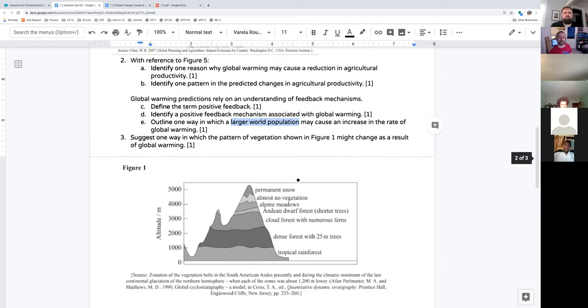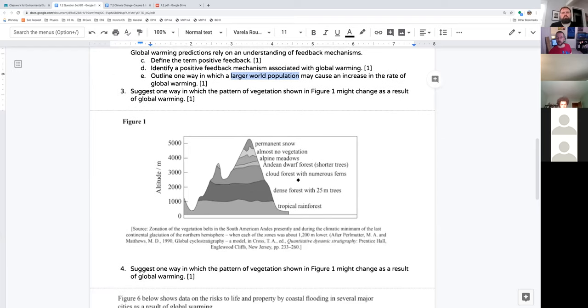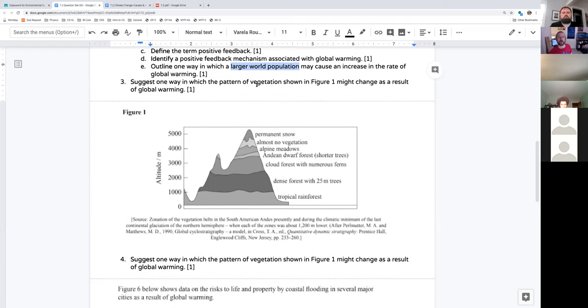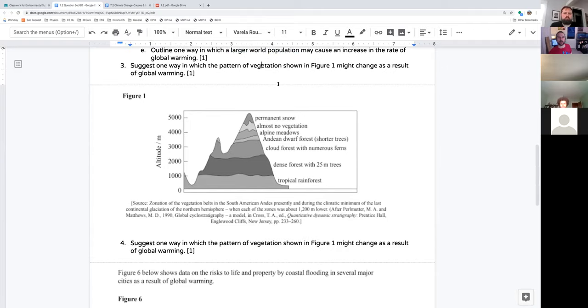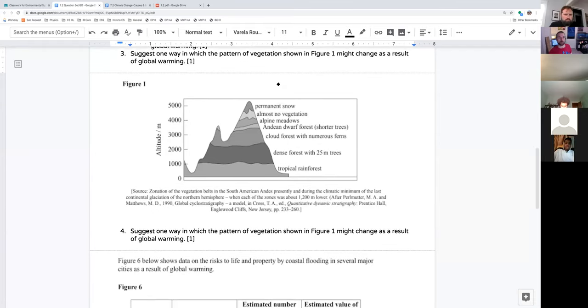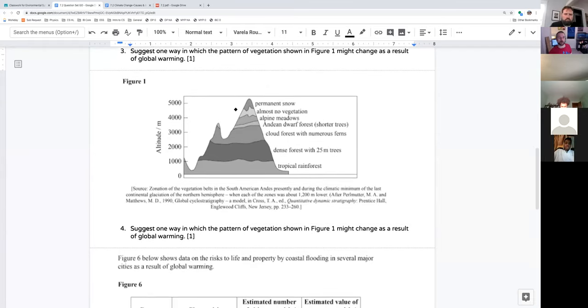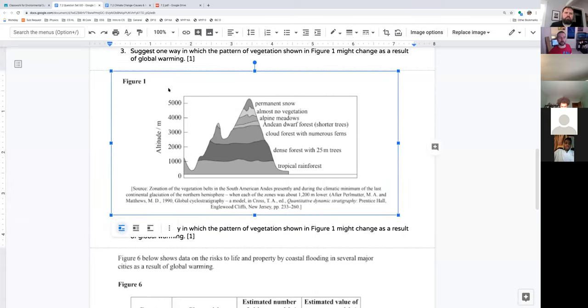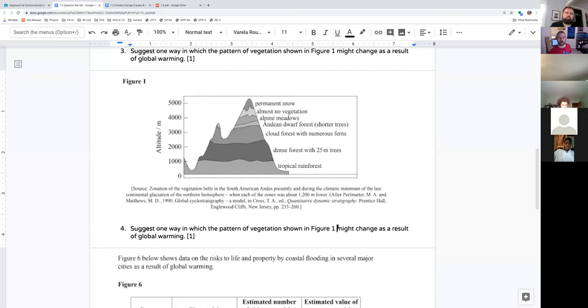All right, moving on to number three. Suggest one way in which the pattern of vegetation shown in figure one might change as a result of global warming. All right. So let's look at figure one and make sure we understand what's going on here. This is a sort of a graph with some interesting data in the middle. What is the scale on the graph?